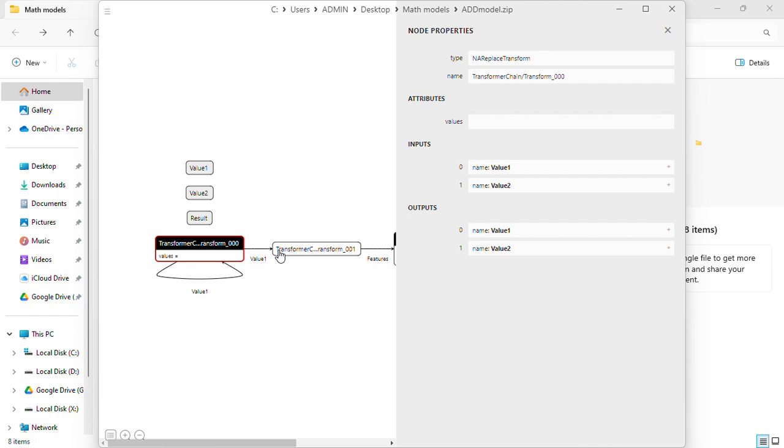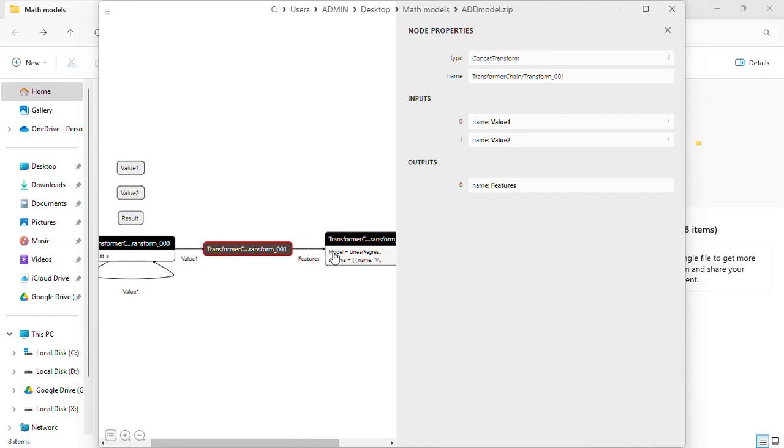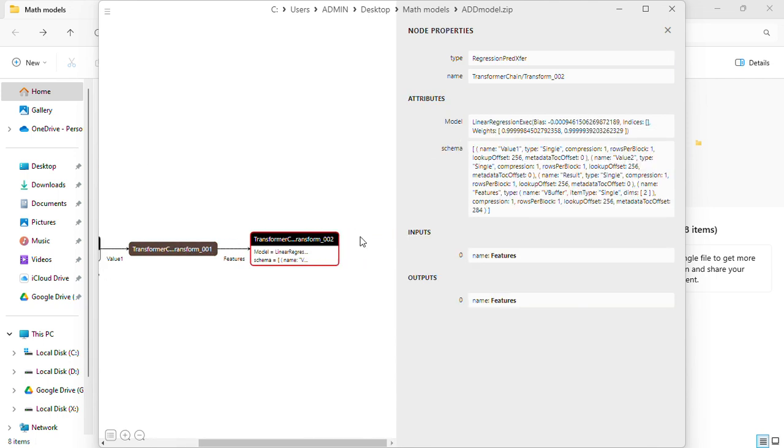This is the first transform. Type, replace transform. Takes in 2 values, outputs 2 values. This is the first concat transform. Takes in value 1, value 2, and it outputs features. So this is the one that featurizes, that creates the features. It featurizes and outputs the features.